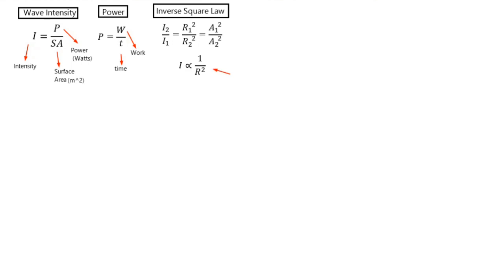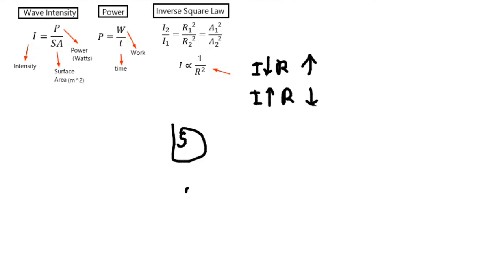So now let's talk about the inverse square law. The inverse square law states that intensity is inversely proportional to the distance. So if the distance increases, the intensity is going to decrease. If the distance decreases, the intensity is going to increase.